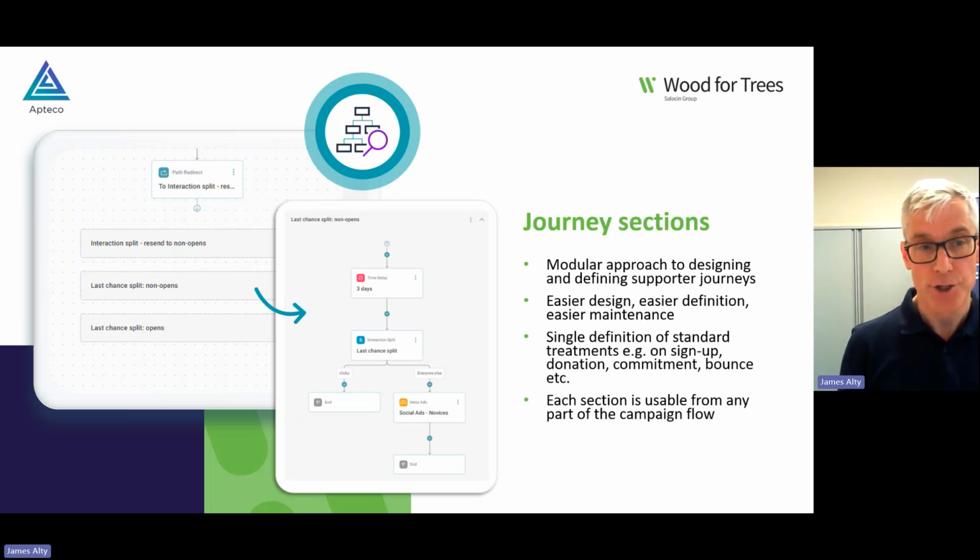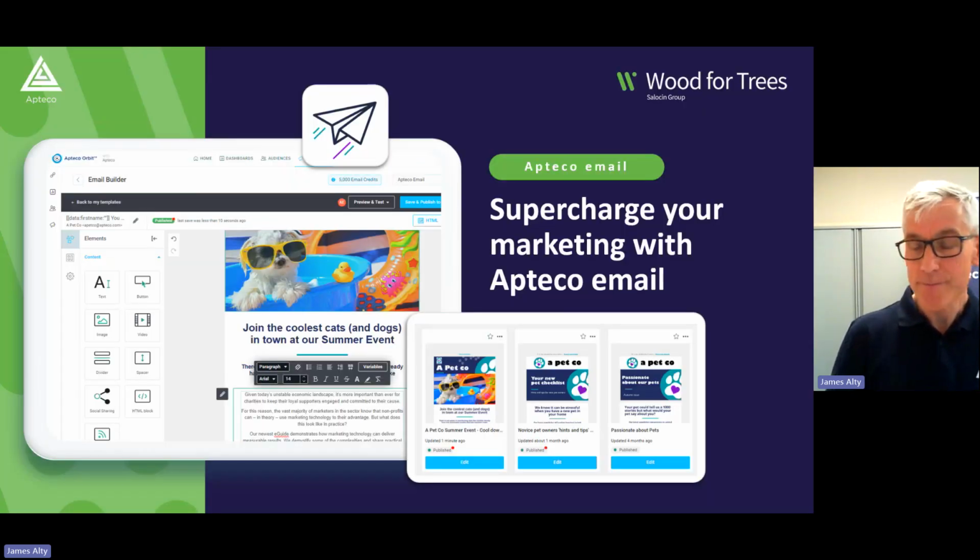Now, actually, the campaign we're going to use today is not big enough to warrant sections, so we're not going to try and demonstrate it, but hopefully you can see the idea on screen, a nice tidy section, the middle one there called last chance split for non-opens, and you can see what happens when you click on that. It pops up into a little bit of the diagram.